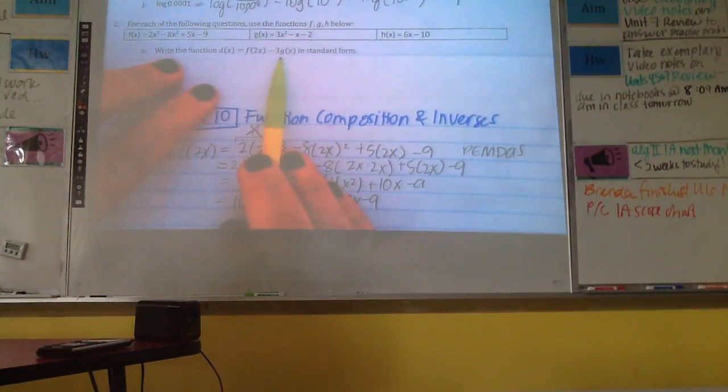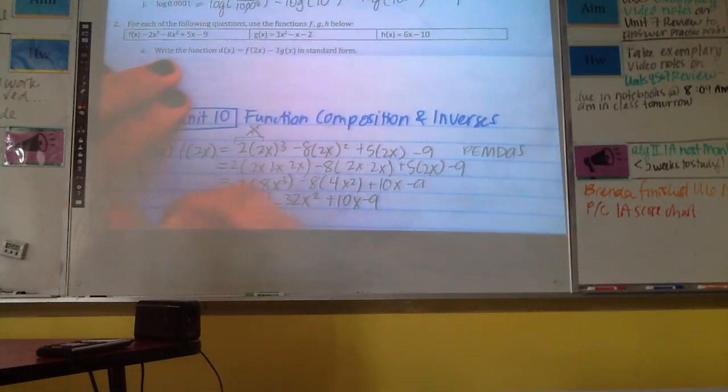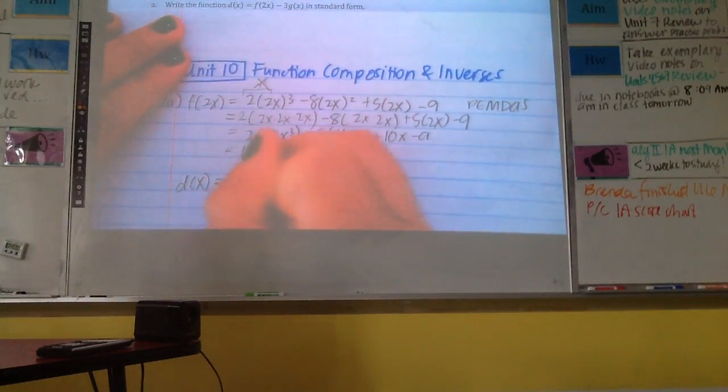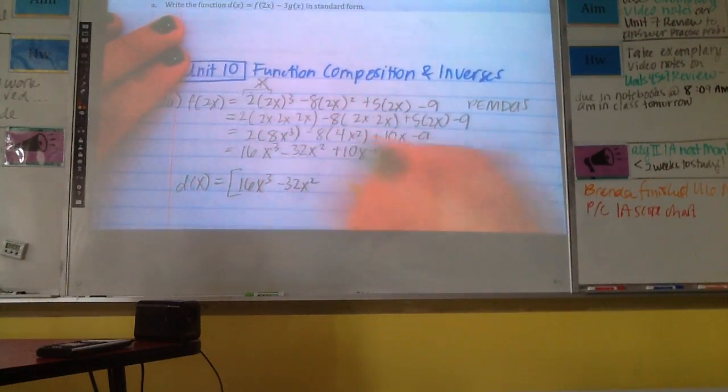We needed also 3g of x. So let's write our function. d of x equals f of 2x, which was this whole thing: 16x cubed minus 32x squared plus 10x minus 9.